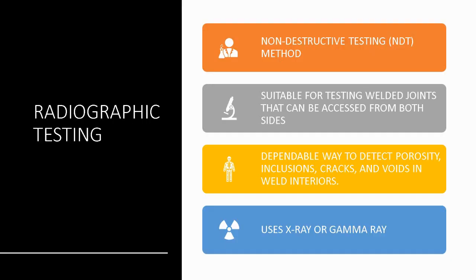Radiography testing is a non-destructive testing method which uses either X-ray or gamma ray to examine the internal structure of manufactured components to identify defects. Although this is a slow and expensive method, it is a suitable way to test welded joints that can be accessed from both sides, and it is a dependable way to detect porosity, inclusions, cracks, and voids in weld interiors, and it uses X-ray or gamma ray.